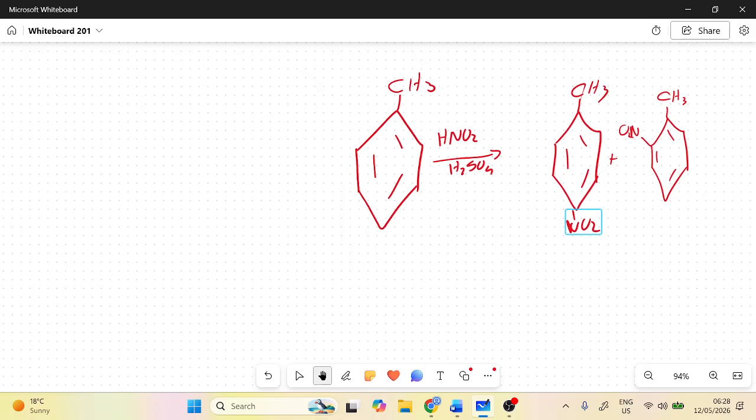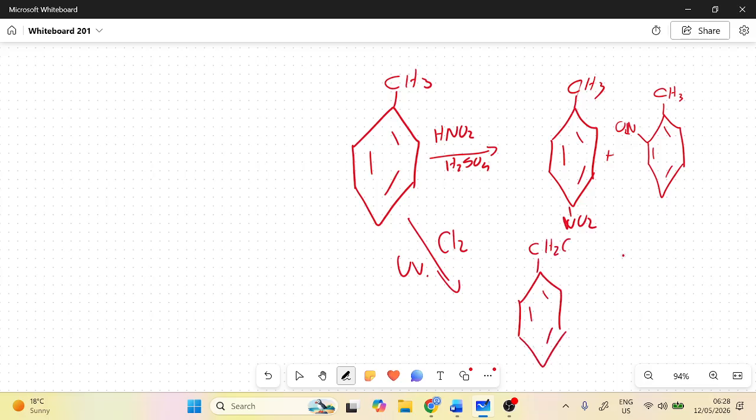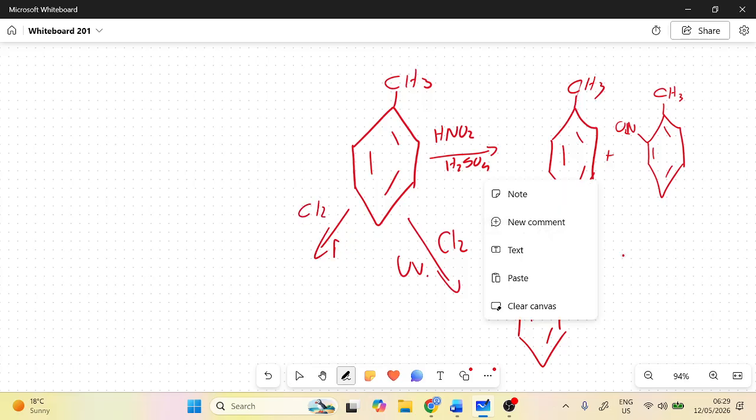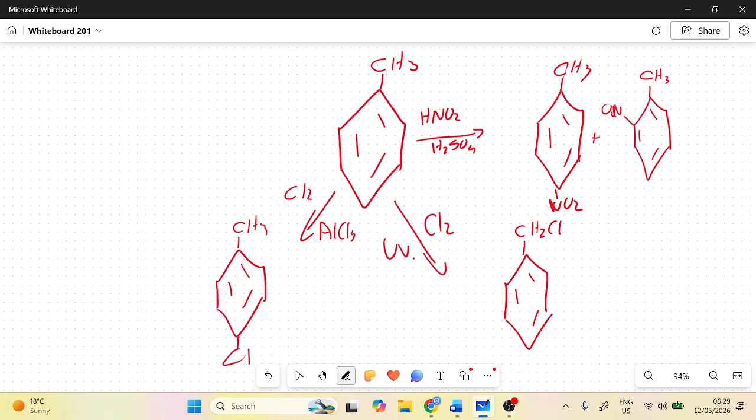Then, methylbenzene with chlorine in presence of UV light, Cl2 UV. This means it will react with the CH3, so CH2Cl, but you can also have Cl2 with Fe or AlCl3, and this will add the chloro functionality to the benzene ring.